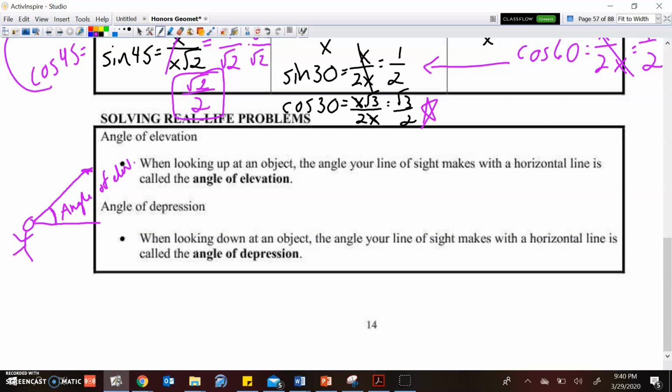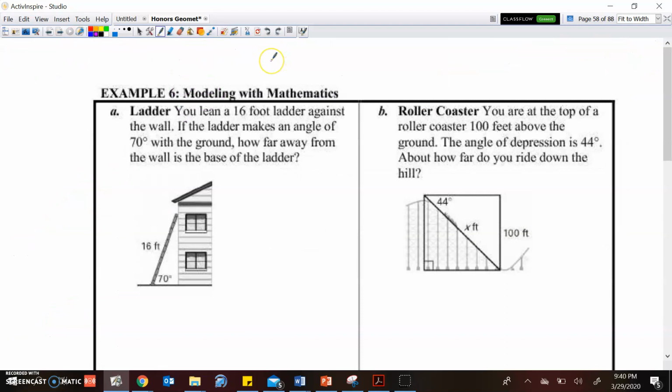Now, the next one is called an angle of depression. This is when we look down. So when looking down at an object, the angle your line of sight makes with the horizontal line is called your angle of depression. So maybe I'm standing on a cliff and I'm looking down at something. So this here is my angle of depression. Okay, let's try some. On the next page, they're going to give us 3 problems we're going to work through.